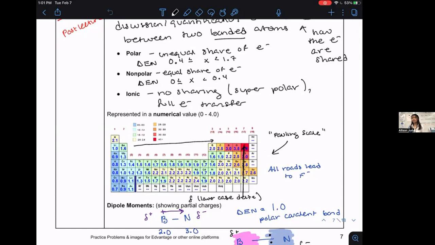I hope to one day have a Judy scale. That'd be cool. A little AJ scale, a little Allie scale. That's cute. I'm not going to be that smart.